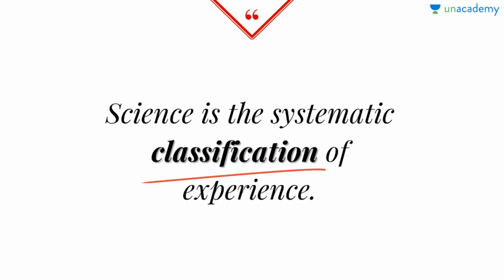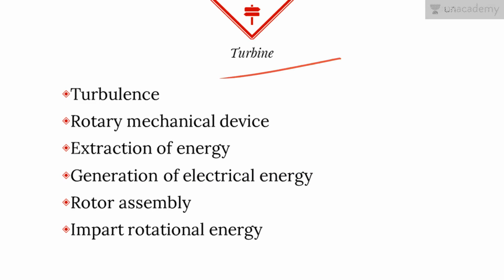So let's move on with the lesson. Turbine, so before going to that, what is turbine? Turbine is derived from the word turbulence. Turbulence means nothing but rotating. So turbine is basically a rotary mechanical device that is used for the extraction of energy from a fluid flow and it converts it into useful work.